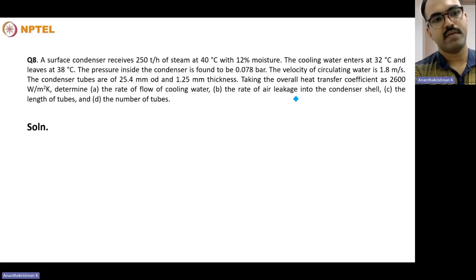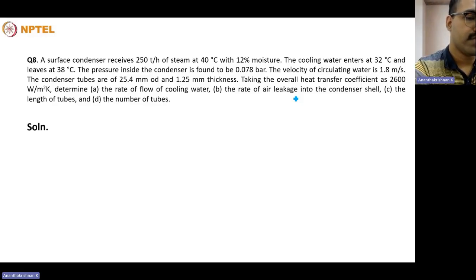So we have seen a problem previously regarding the air leakage in the vacuum pump at the inlet of the vacuum pump. So the difference between the vacuum pressure and the corresponding pressure at the side will be giving the air pressure. So here it is straight away given as 0.078 bar.